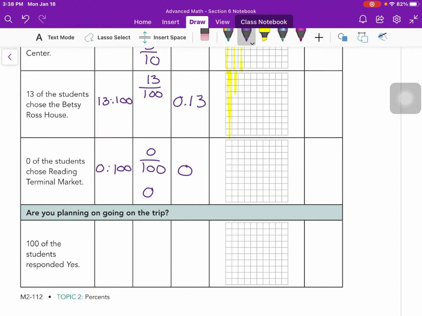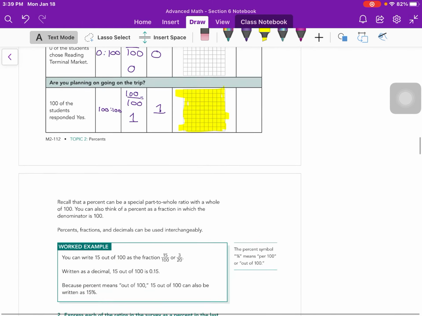And then the last one says, are you planning to go on the trip? 100 of the students responded yes. So that's a 100 to 100 ratio. 100 to 100 is the same as 1. So every student is going on the trip. The decimal would just be 1. And 100 out of 100 means I'll color in the whole chart because everybody's going. All right, good job.